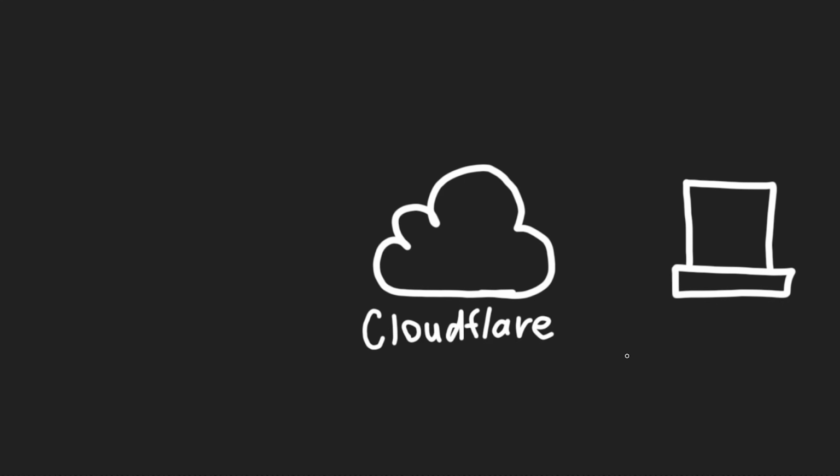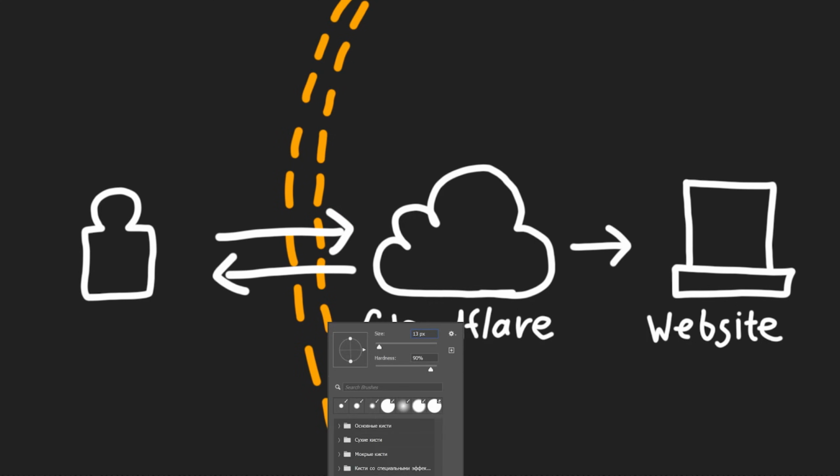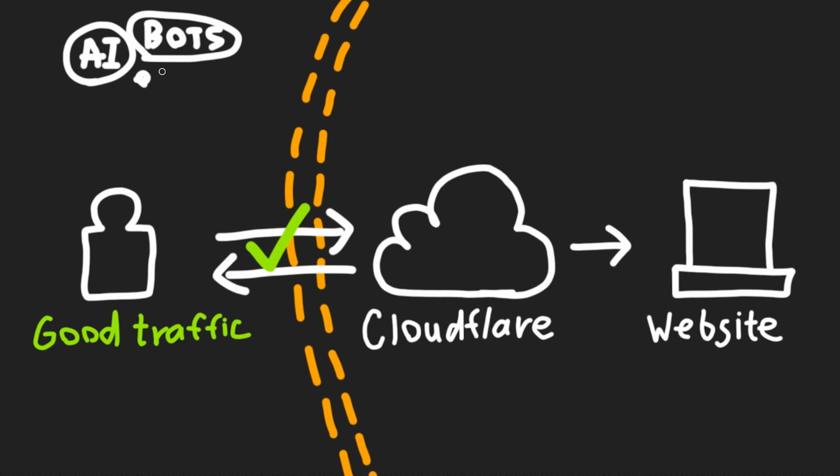Cloudflare is a reverse proxy. To put it simply, it acts like face control in nightclubs. So when you open a website, you make a request to Cloudflare and not to the actual server of the website you want to access. And then Cloudflare makes a bunch of checks, like, hey, are you a bot? Should we block you or pass your request through?